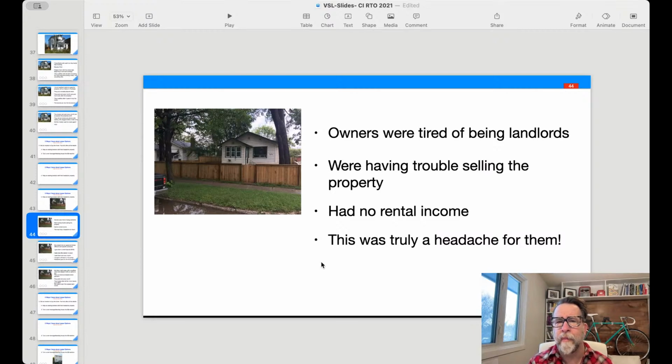So they had a monthly negative cash flow problem because they still had to pay their monthly mortgage, insurance, taxes, and keeping the place warm during winter.